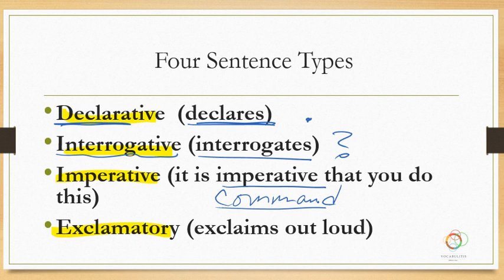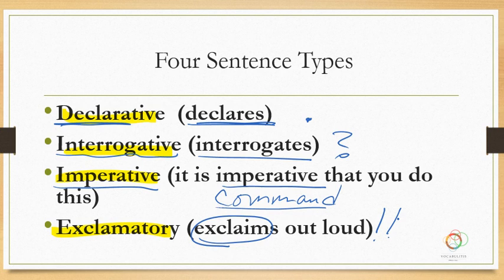These are imperative sentences. Exclamatory, this is exclaiming something. Stop it, or don't go, or whatever you would say. Something with an exclamation mark would be an exclamatory sentence.